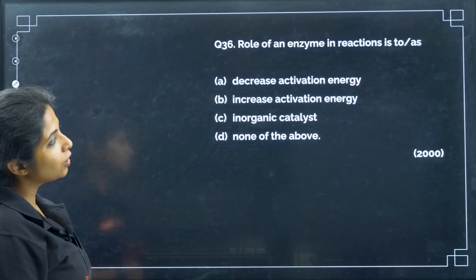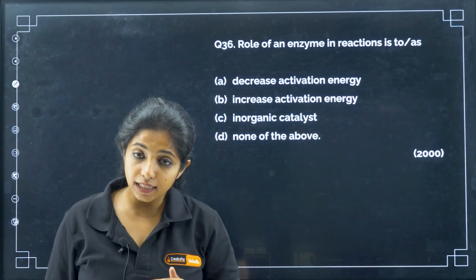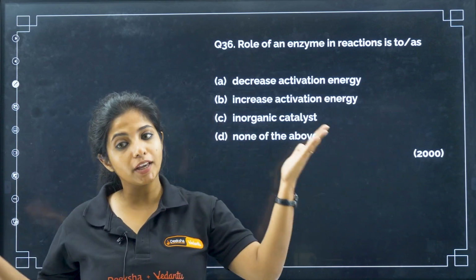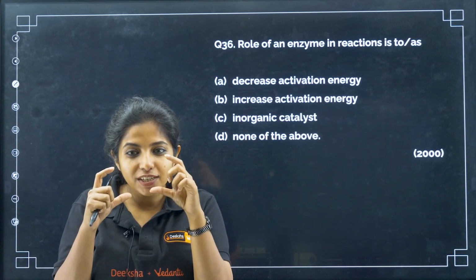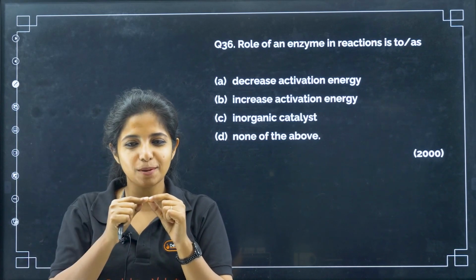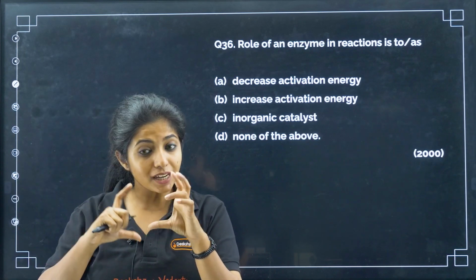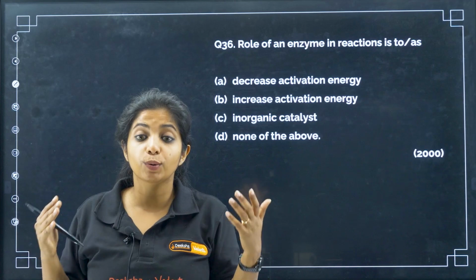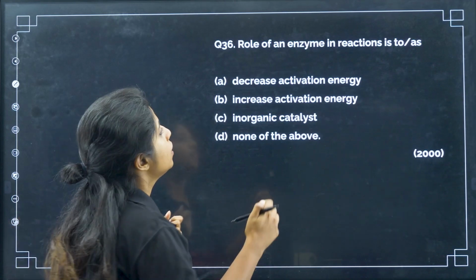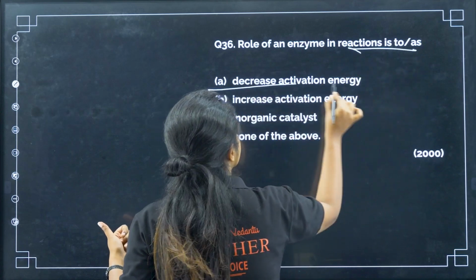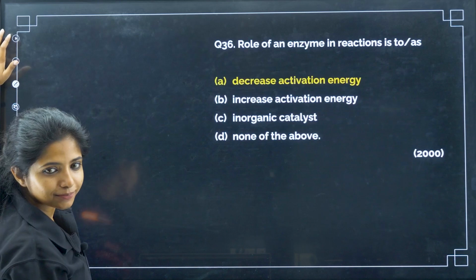Role of an enzyme in a reaction is to what? When an enzyme is there, what does it do? Decrease the activation energy, increase the activation energy, inorganic catalyst, none of the above. It is going to decrease the activation energy. Little activation energy is needed. First the substrate forms the transient state and then the product. That should happen fast, which is why we use enzymes, because we want the process to be really fast. So can I say it decreases the activation energy? Yes, my dear children. The role of an enzyme in the reaction is to decrease the activation energy, not to increase it. So your answer would be A.